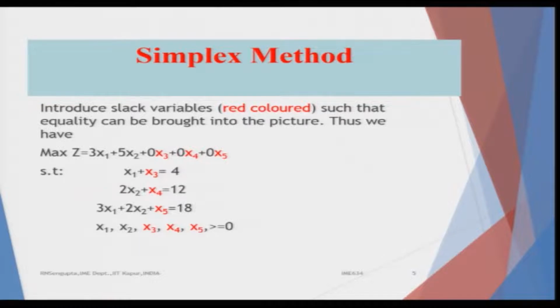So, here also, as we know, we will formulate the problem where x 1, x 2 are obviously greater than 0, but we will also bring the slacks to be greater than 0. So, that means x 3, x 4, x 5 are greater than 0.